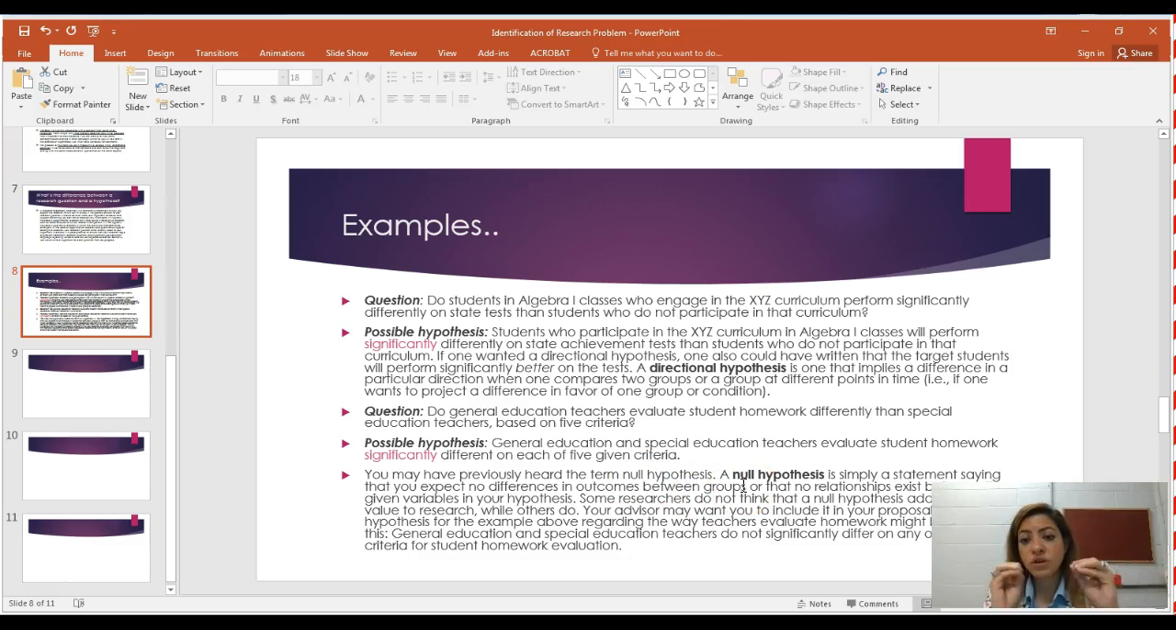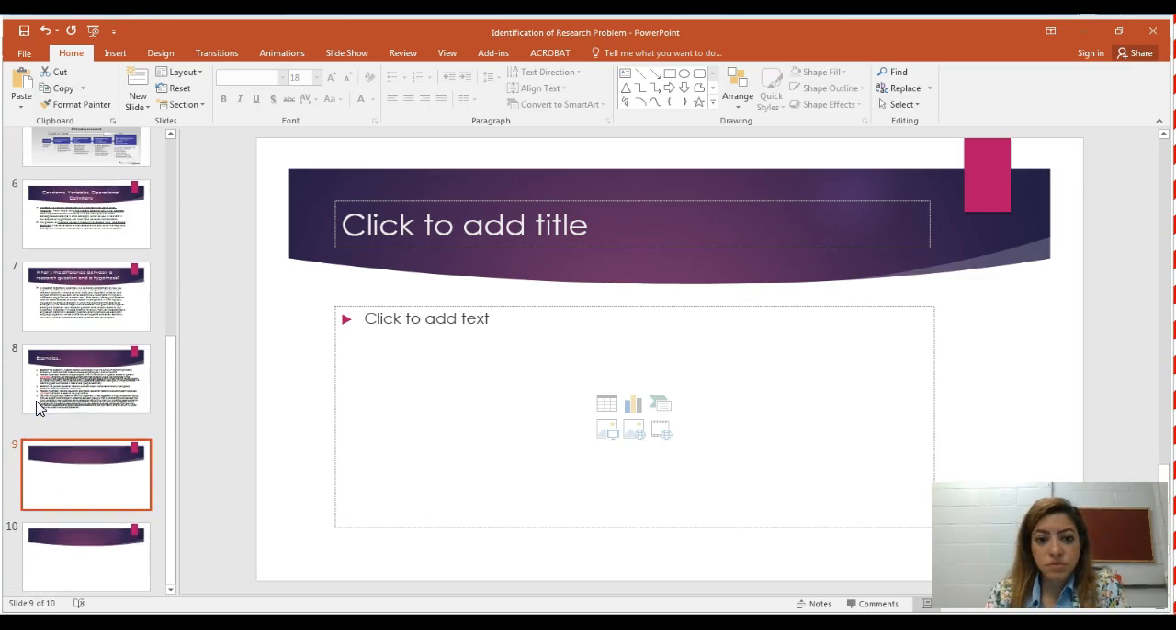When you hear the word null hypothesis, it means that there was no results. It is simply a statement of saying that you expect no difference in the outcomes between both groups. So null means zero differences, or whatever you're trying to measure will be zero results that you're seeking. So directional hypothesis and null hypothesis. These are the 2 kinds of hypothesis that you'll have to state when you are discussing or stating your hypothesis for each question.